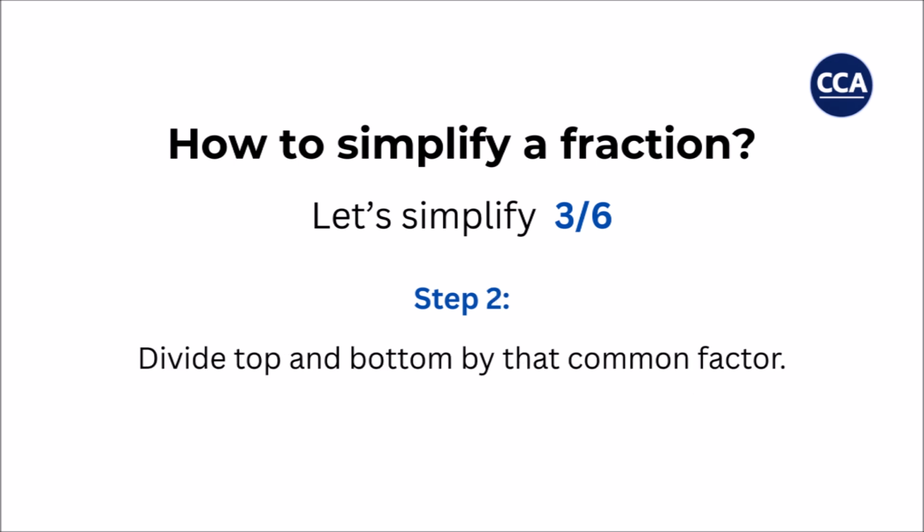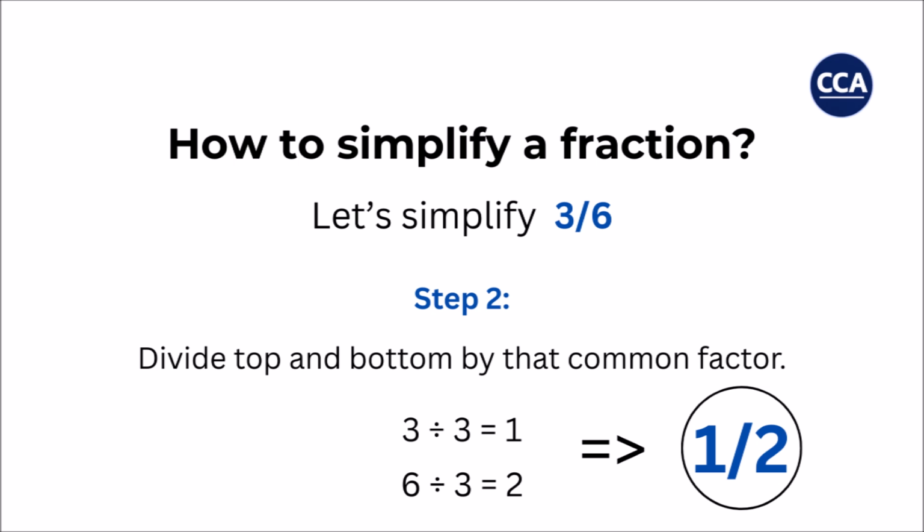In the next step, divide the top and bottom by that common factor. So, 3 divided by 3 is 1. And 6 divided by 3 is 2. Now the fraction becomes 1 over 2. This is the simplified form of 3 over 6.